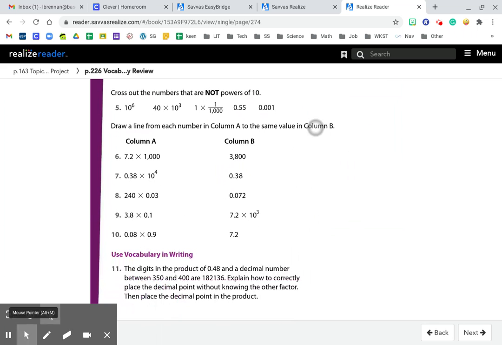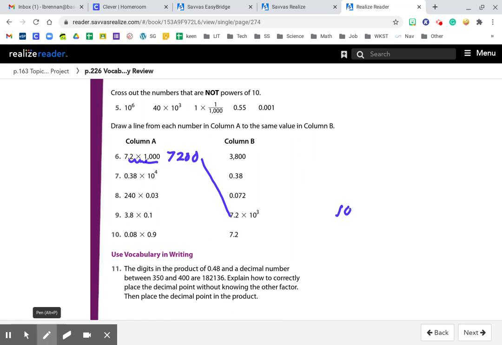So let's move on. Draw a line from each number in column A to the same value in column B. So we can solve these. So we knew multiplying by 1,000 moves the decimal 3 places. So I would be moving it once and then annexing 2 zeros. So I would have 7.2 times 10 to the third. I don't see 7,200, but I see 7.2 times 10 to the third. And remember, 10 to the third is 1,000. So those two are equal to each other.